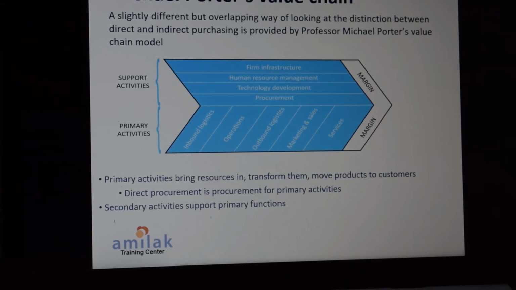Then if you look at secondary activities, these secondary activities support primary functions. So indirect procurement is all procurement for secondary or support activities. So for you and me who are in procurement, all the things that we procure for our personal use in the department or for our departmental use are regarded as indirect procurements.